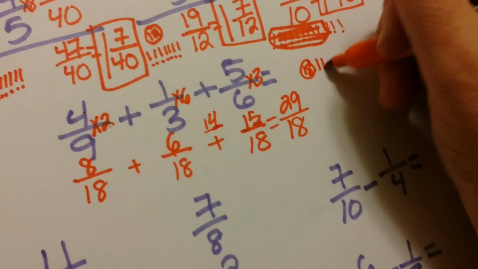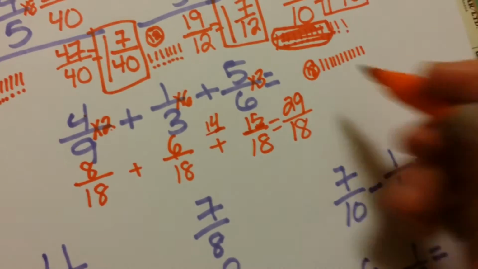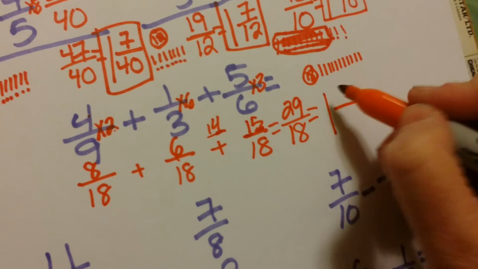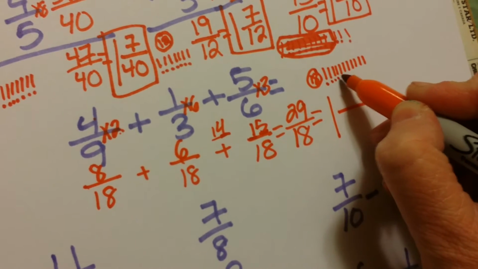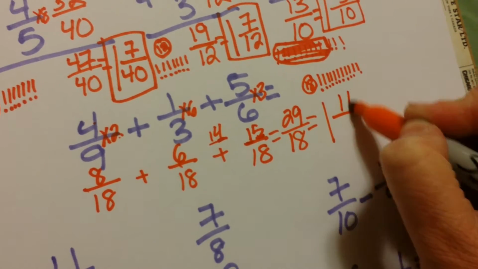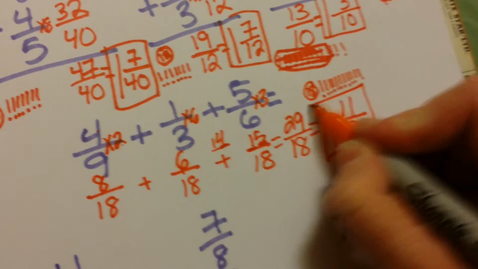And then 19, 20, 21, 22, 23, 24, 25, 26, 27, 28, 29. So 29 18ths is the same thing as 1 whole and 11 slices. 1, 2, 3, 4, 5, 6, 7, 8, 9, 10, 11 slices. And 18 make a whole. You cannot simplify that anymore.